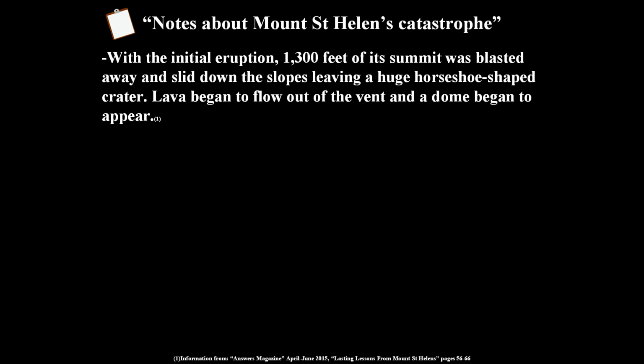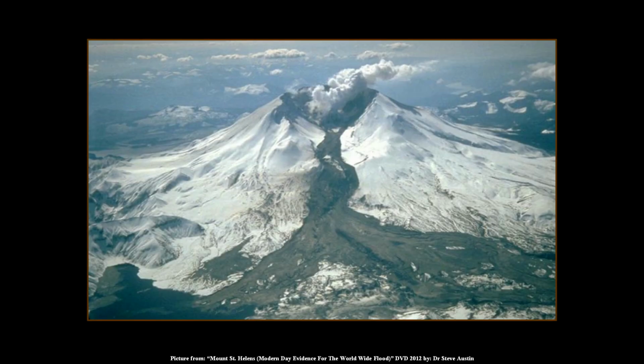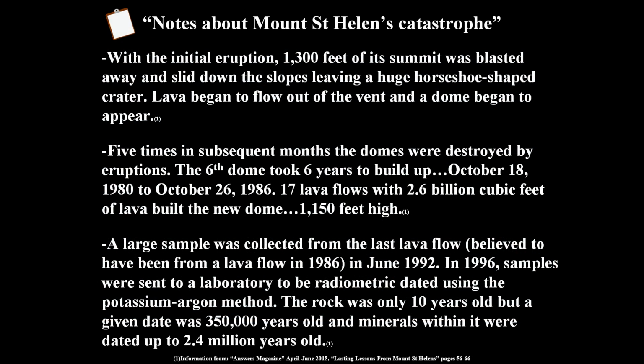With the initial eruption, 1,300 feet of its summit was blasted away and slid down the slopes, leaving a huge horseshoe-shaped crater. Lava began to flow out of the vent, and a dome began to appear. And right here is a picture. 5 times in subsequent months, the domes were destroyed by eruptions. The 6th dome took 6 years to build, October 18th, 1980 to October 26th, 1986.